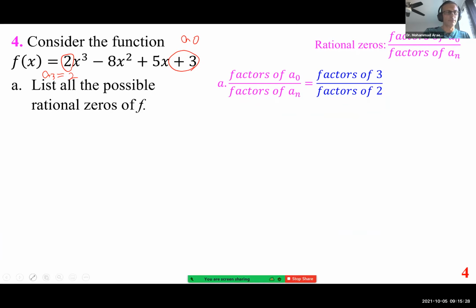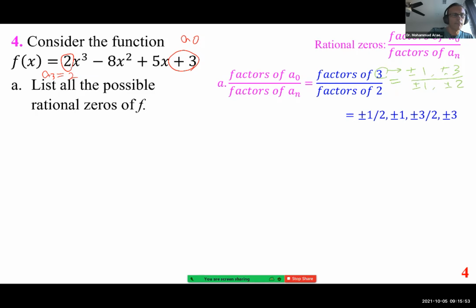You could write it in this fashion. Factors of 3 are plus minus 1, plus minus 3. For 2 would be plus minus 1, plus minus 2. If you write all of them, you get the following. So plus minus 1 over 1, that's that. Plus minus 1 over 2, plus minus 3 over 1, and over 2. So as you can see, we have 4 times 2, 8 possible answers.